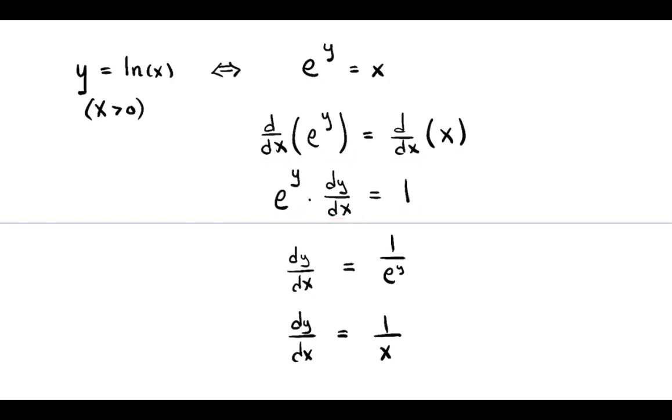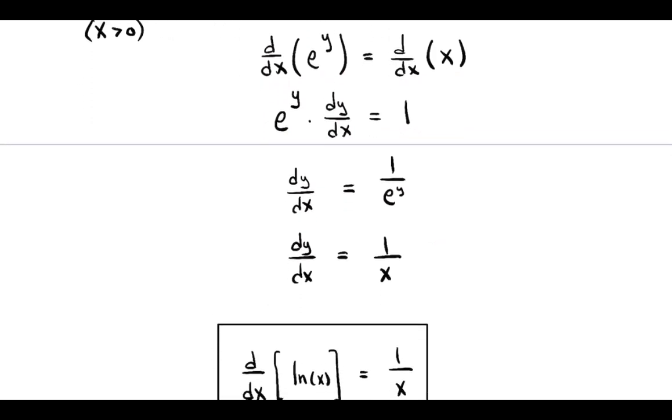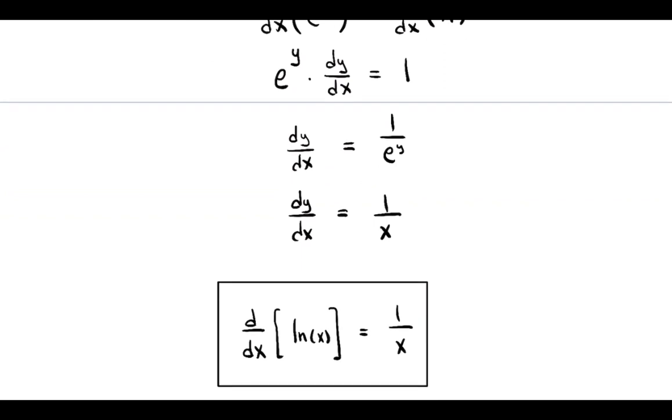Okay, then like any implicit differentiation problem, we solve this for dy dx. We can do that just by dividing by e to the y. So we get dy dx is 1 over e to the y, but e to the y in terms of x is just x. So there's our differentiation formula. The derivative of the natural log function for positive x is the reciprocal function. Or if we summarize that in a nice box like this, the derivative of the natural log of x is 1 over x. Okay, it's a new fact.